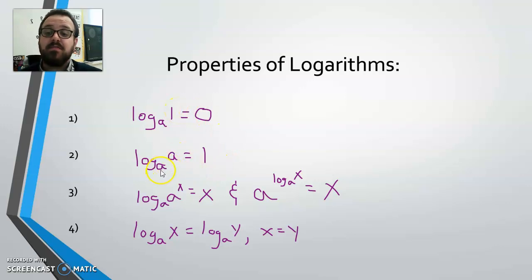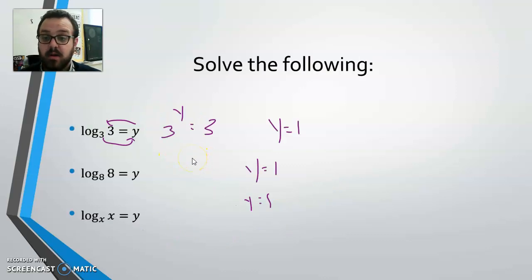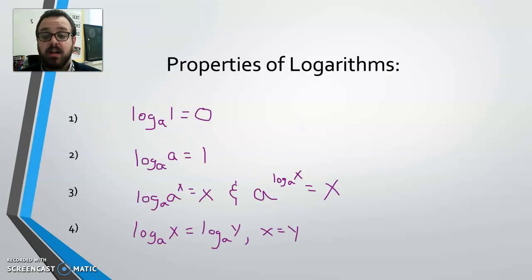The next one is that if the base and the inside of your logarithm match, then it's going to equal 1. Okay? If the base and the inside match, it will equal 1. And that's actually what we saw on this part right here, right? The inside and the bases of all of these logs matched. So what are they going to equal? They're all going to equal 1. Okay, so that's another property of logarithms that we need to know.